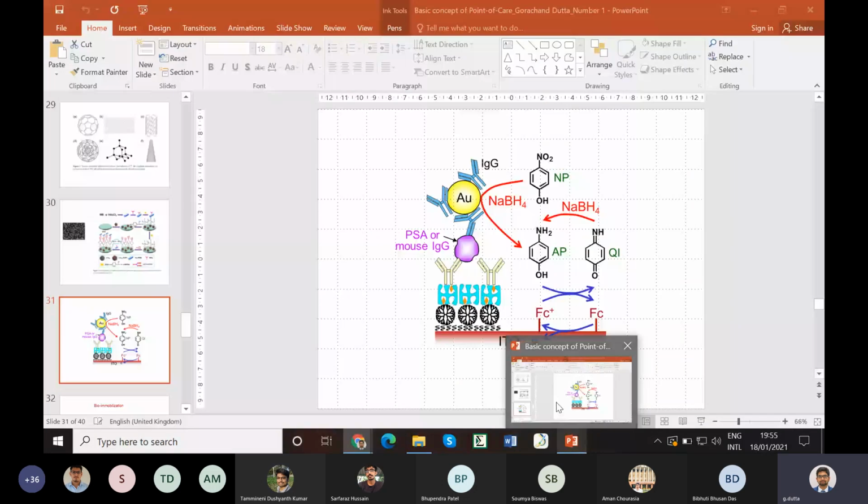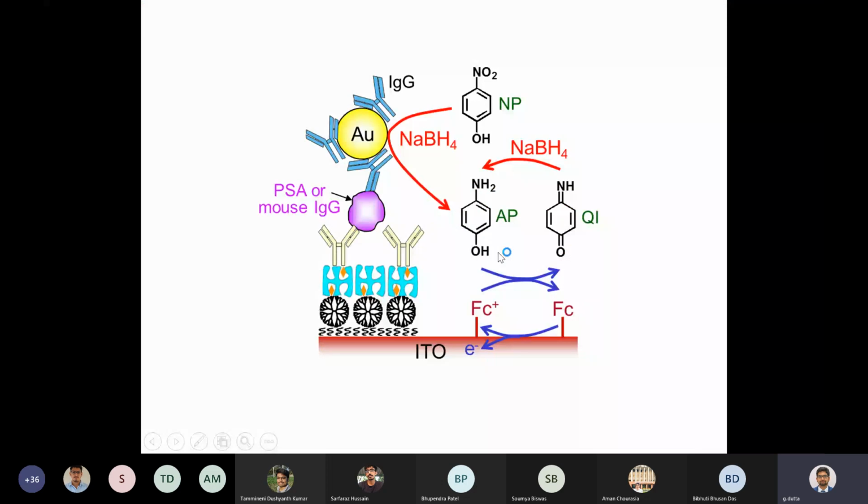Okay, so like this way. You can see here I'm going to show you one picture. That is the biosensor. So what is the target here? This one is the target. This marker we are going to detect.